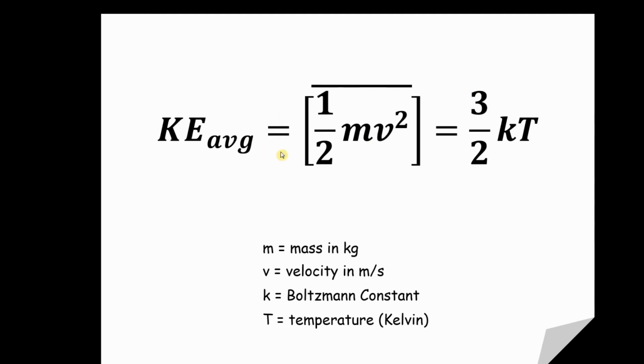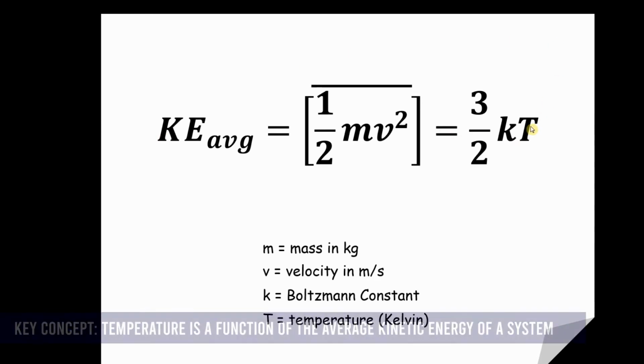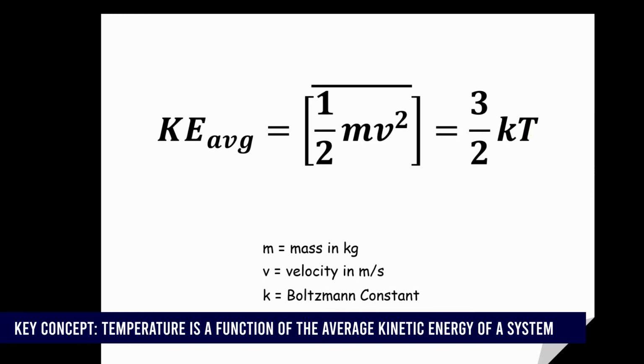If we look at this, there are a couple of things we can glean from this formula that will help us understand. First of all, kinetic energy and temperature are very closely related. The average kinetic energy of a system is directly proportional to the temperature of the system. You can see that 3/2 is a constant, and Boltzmann's constant is of course a constant. So as the kinetic energy increases, the temperature increases, or vice versa. As the temperature increases, the kinetic energy will increase as well. They're interdependent on each other.